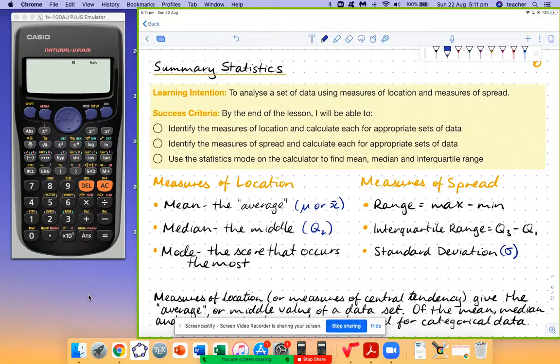So you can see my screen is set up a little bit differently today so that we can also have a look at how we can calculate some of these statistics using our calculators.